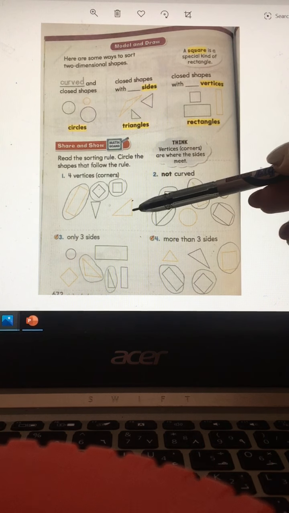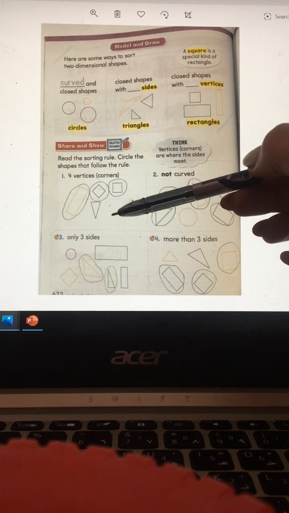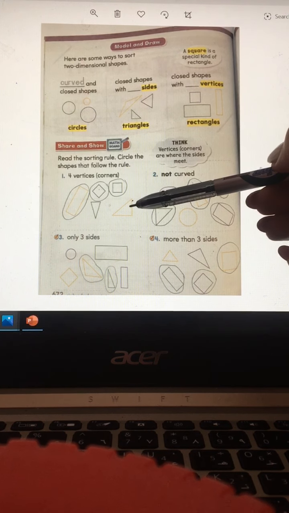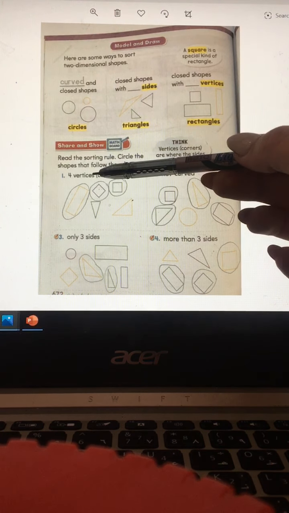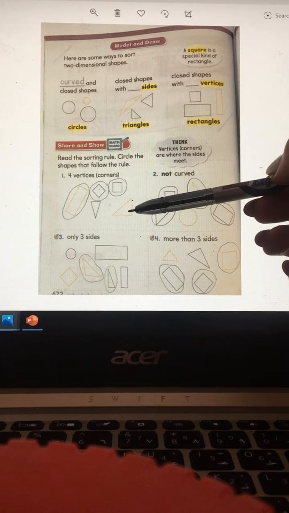Let's start by counting the vertices of the triangle. The triangle has 1, 2, and 3. These are the corners of the triangle. The triangle has 3 vertices, and he is asking me to circle the shapes that have 4 vertices. So that's why I didn't circle the triangle, okay? Because it's not following the sorting rule.